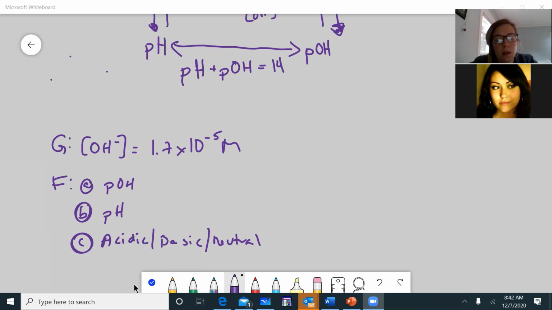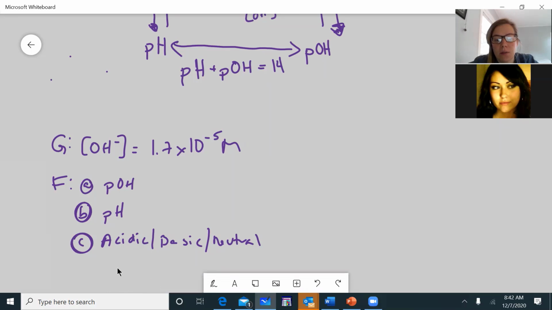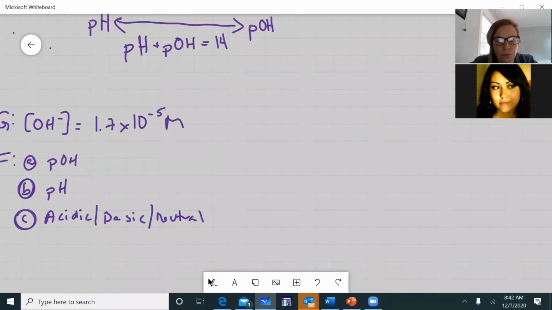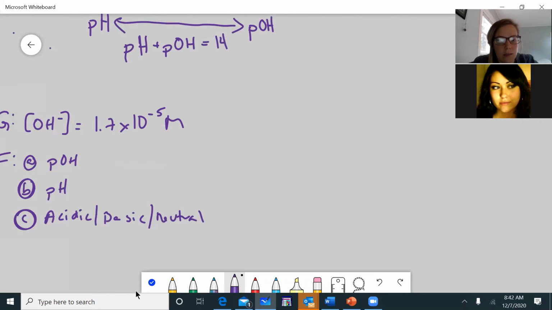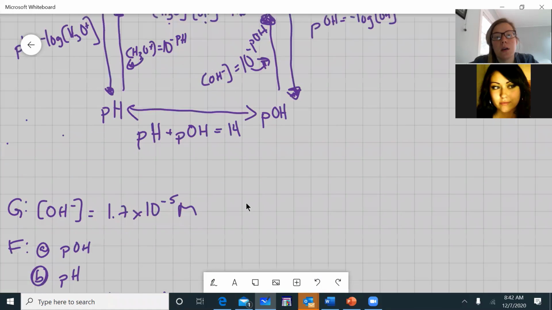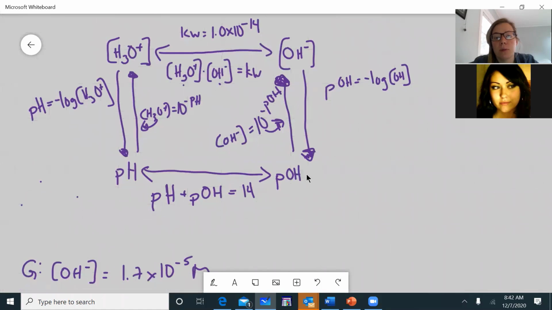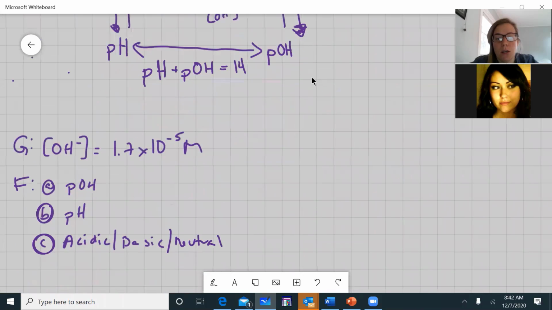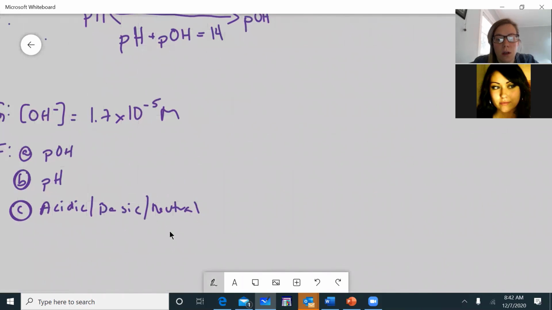Okay, so this is kind of a two-step problem that I've guided you through the steps. So let's do this one, and then the next one I'll just throw it all together. All right. So we know our OH concentration, and we want to figure out pOH. So OH, pOH, we're going to use our equation that relates those two.